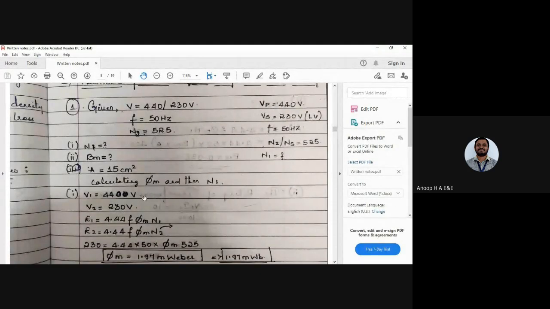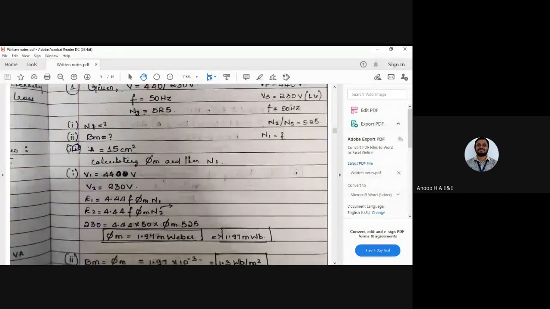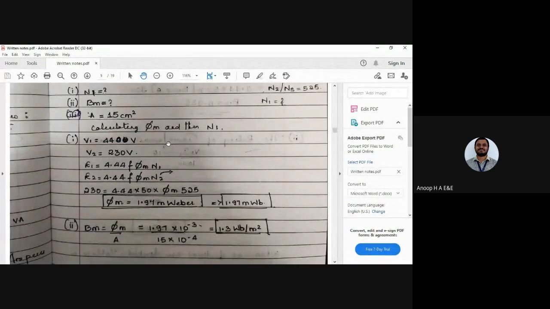If you see this numerical problem, it is written as 440 by 230 volt: the primary voltage is 440 and the secondary voltage is 230. We call this the low voltage winding, and this one the high voltage winding. We have the number of secondary turns, N2, which is 525 turns, and the area of cross section given as 15 centimeters squared. All right, so how do you proceed with the solution of this numerical problem?